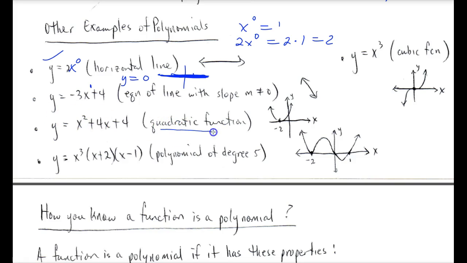Now, quadratic functions are functions that have a degree of 2. And so these look like your parabolas, or functions that look like a U or an upside down U, okay? And of course, you have polynomials of higher degree.